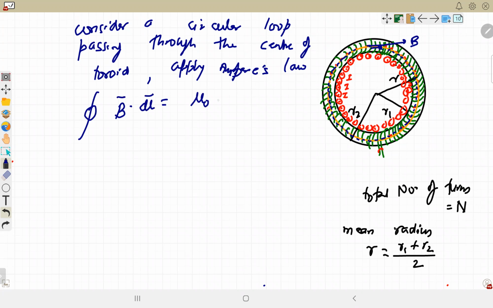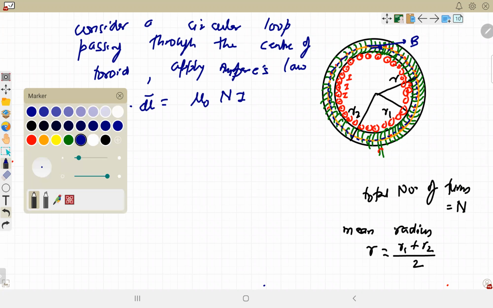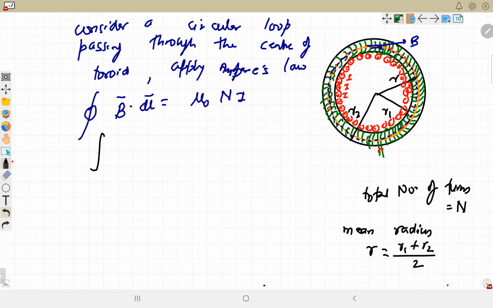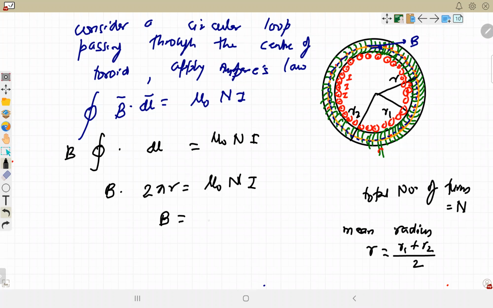इसमें सारी की सारी आ जाएंगी. Total number of turns will be enclosed inside. B into dl. B तो constant है, uniform है, हम बाहर निकाल लेते हैं. अंदर बचेगा इंटीग्रेशन केवल dl का, is equal to mu naught times NI. Integration dl will become total length, which is 2 pi r. B will be equal to mu naught NI by 2 pi r.